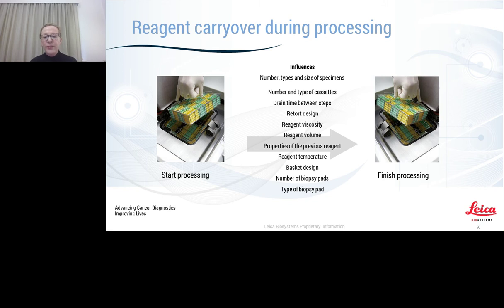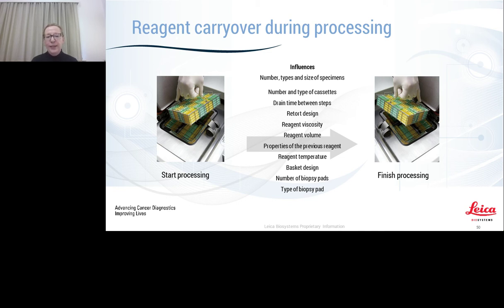There's also a lot of different factors that affect carryover during processing. And again, this is the calculation of whether your instrument actually does calculate correctly what the concentration of reagents are, or whether you are changing reagents based on a time of the week or the time somebody can actually come in to do the change, or on the number of cassettes. But just remember, there are a number of different factors that will actually affect the reagent carryover.